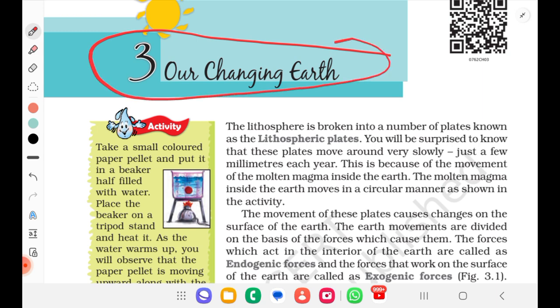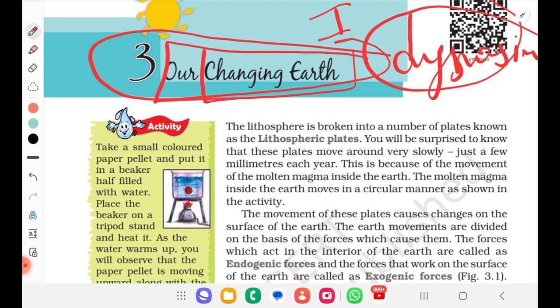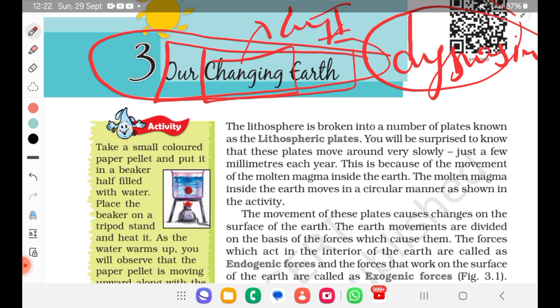So in the last chapter, we were thinking about the dynamism of Earth. Meanwhile, we also understood the interior of the earth. Now they are again using the same idea, changing earth, nothing but the dynamism of earth. We'll see what they are trying to explain in this chapter and what the key terms are that we have to learn from the chapter.